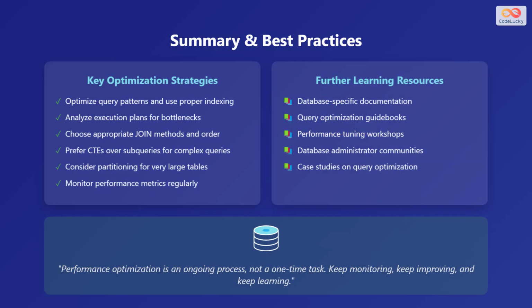Here is a quick summary of the key optimization strategies we've discussed. Optimize query patterns and use proper indexing. Analyze execution plans for bottlenecks. Choose appropriate join methods and order. Prefer CTEs over subqueries for complex queries. Consider partitioning for very large tables. And monitor performance metrics regularly.